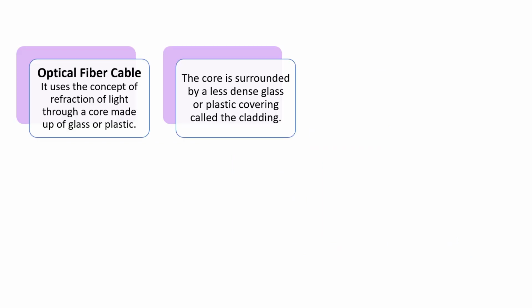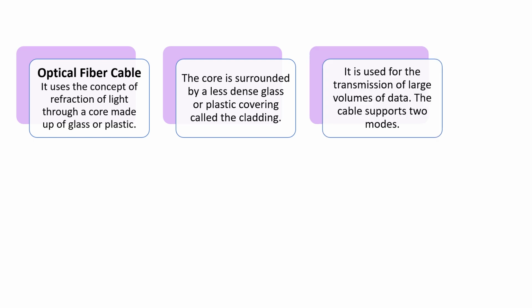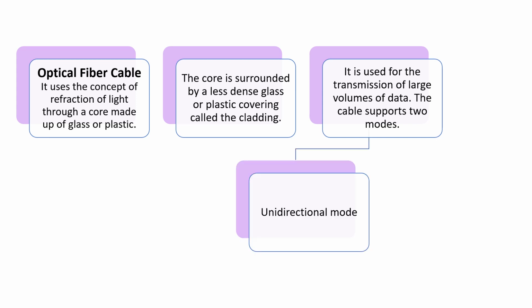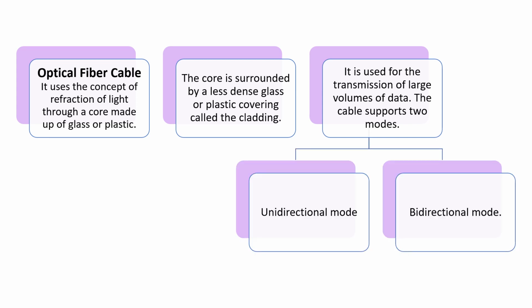And next we can see what a fiber optic cable is. This uses the concept of refraction of light through a core made up of glass or plastic. The core is surrounded by a less dense glass or plastic covering called the cladding, and it is used for the transmission of large volumes of data. The cable supports two modes. One is the unidirectional mode and the other is the bidirectional mode.